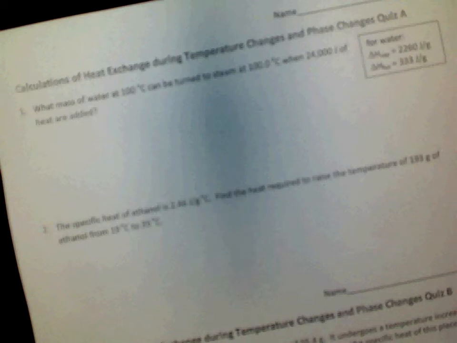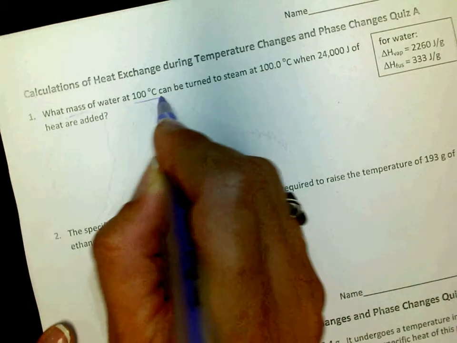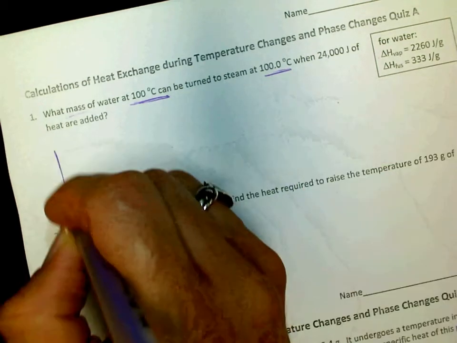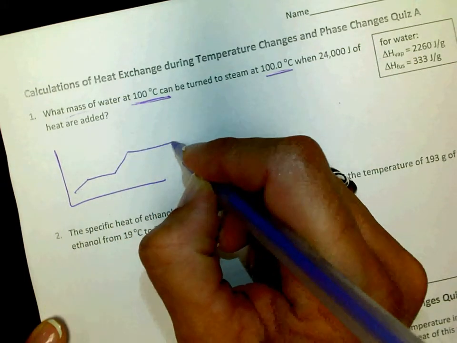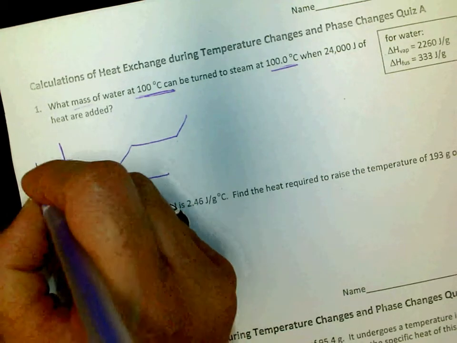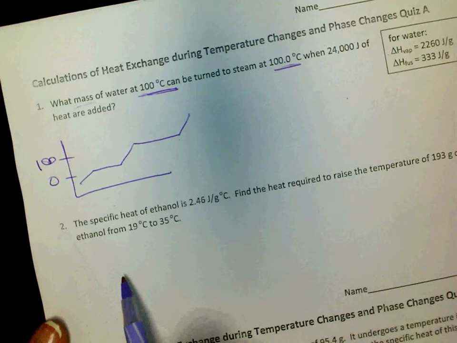This is the quiz that you just took here. All right. Number 1, what mass of water at 100 can be turned to steam at 100 when 24,000 kilojoules of heat are added? Where are we on the heating curve for water, Corbin? Are we at 0 or 100 here?